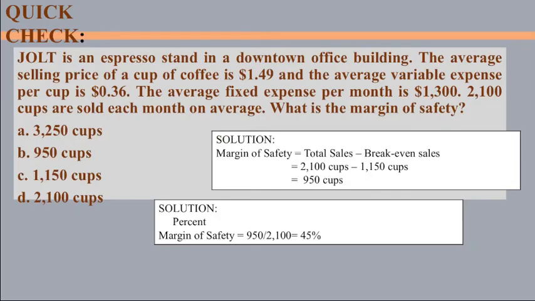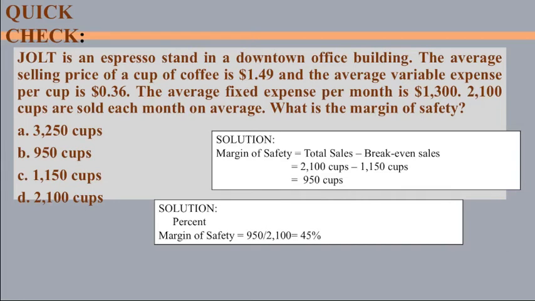Quick check. Jolt is an espresso stand in a downtown office building. The average selling price of a cup of coffee is $1.49 and the average variable expense per cup is $0.36. The average fixed expense per month is $1,300. 2,100 cups are sold each month on average. What is the margin of safety?